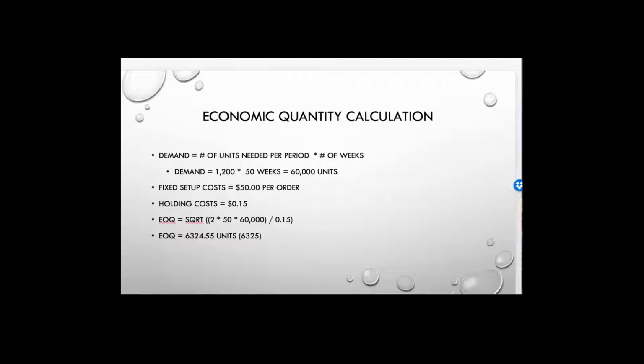So demand: number of units needed per period times the number of weeks. The textbook, I think, says 50 weeks for a year, which is standard, I guess. You know, I've seen 50, I've seen 52. I've seen a few times where I've seen 48. Just depends. And just so you know, economic order quantity can be done with, you don't have to do a year. Okay, you can always do a quarter. You can do 6 weeks, 8 weeks.